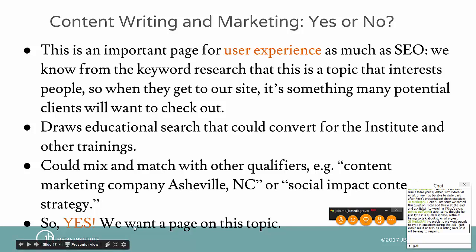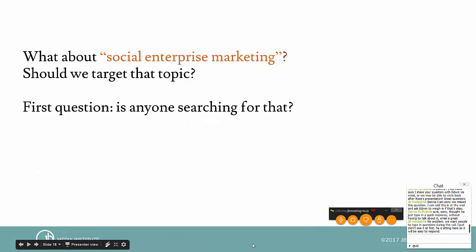It's also going to draw educational search that could convert for the institute and the trainings that we do, because we do education. The other thing is that it can mix and match with other qualifiers like where we are, the types of clients we're looking for. So it could bring in those kinds of niche searches that will convert. So we're like, yes, this is an important topic. We're including it in our content strategy.